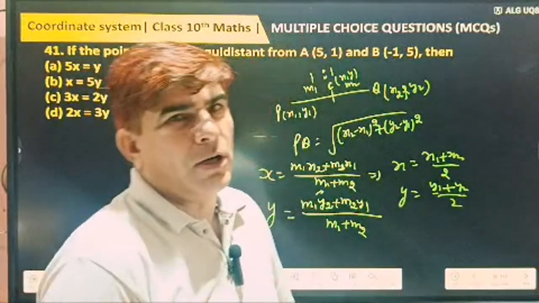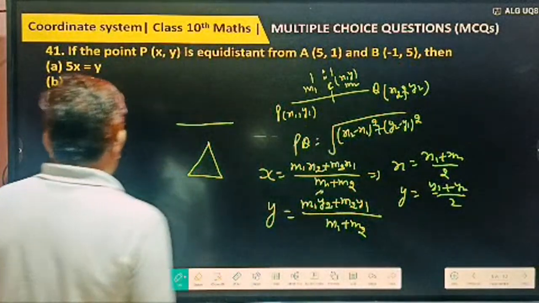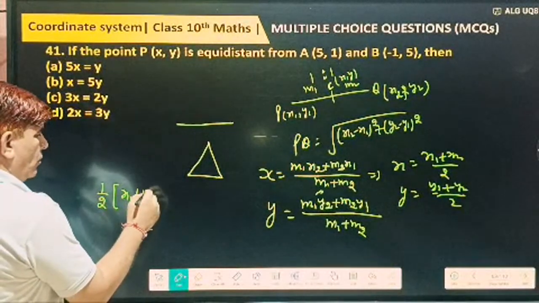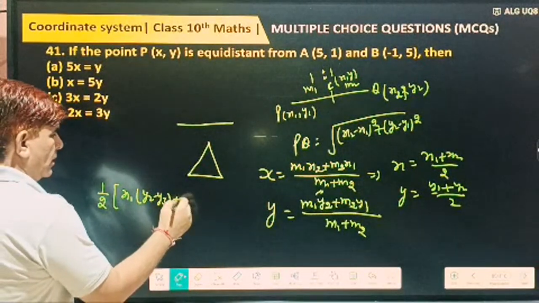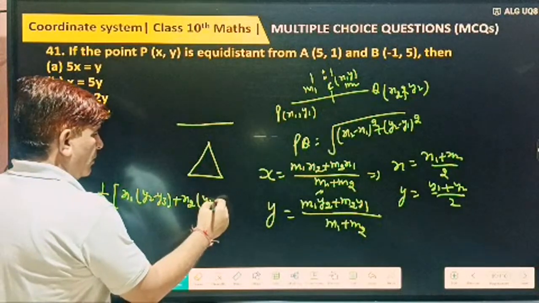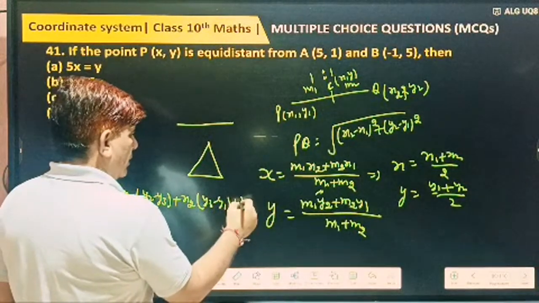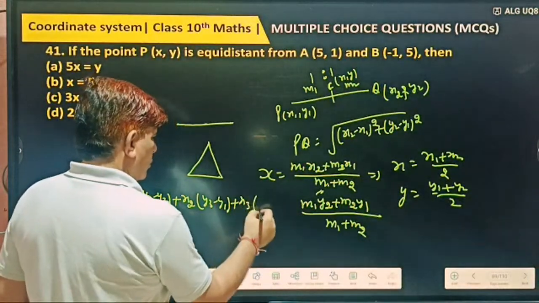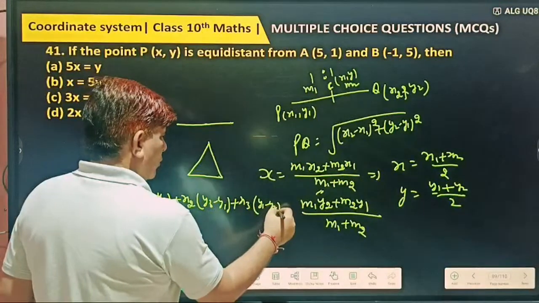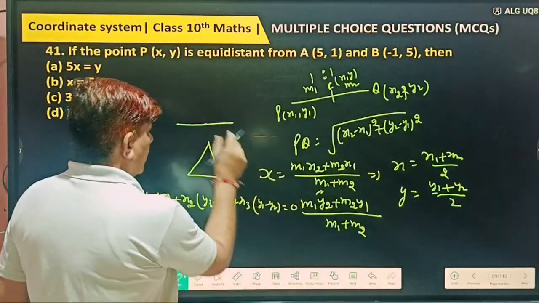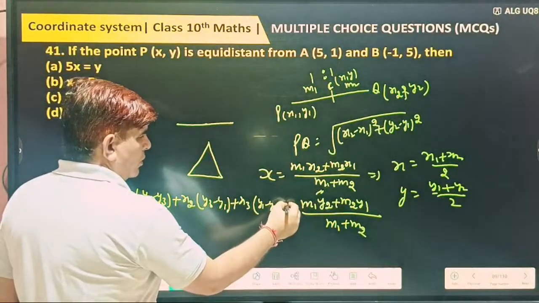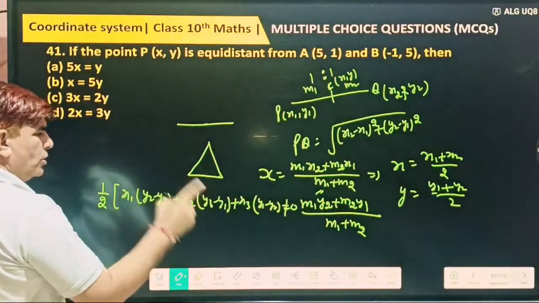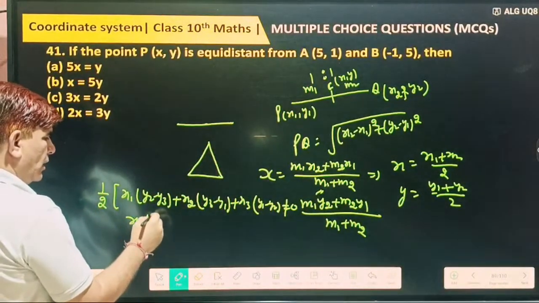So using that, which formula? Area of triangle. This formula is 1 by 2 into x1 times y2 minus y3 plus x2 times y3 minus y1 plus x3 times y1 minus y2 equal to 0 if they are collinear. If they are not collinear, this is not equal to 0. Taking the 1 by 2 to that side, it also becomes 0, so directly we are taking this formula.